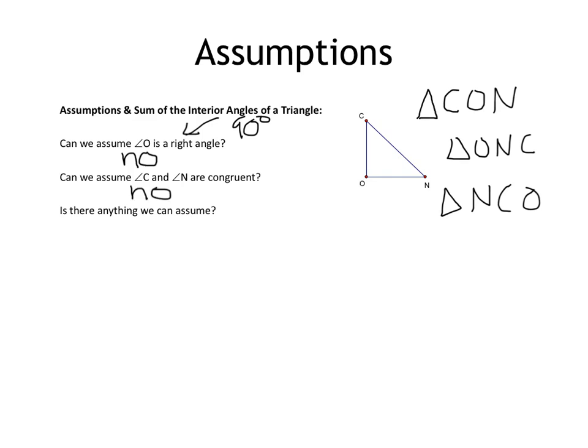The last question is, is there anything that we can assume? Well, we have the geometric figure of a triangle, a three-sided shape, and we have no tick marks indicating whether the sides are congruent or the angles are congruent. So, is there anything that we can assume? The only thing that we can assume is that in all triangles, all three angles will always add up to 180 degrees.